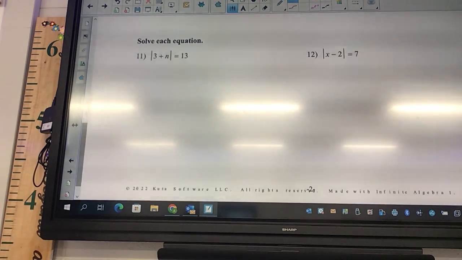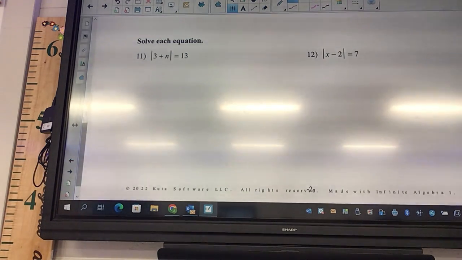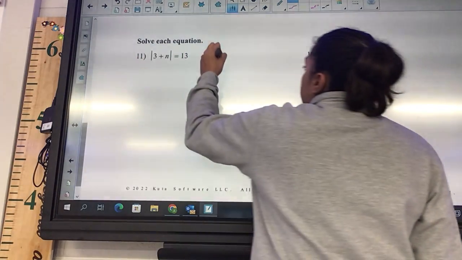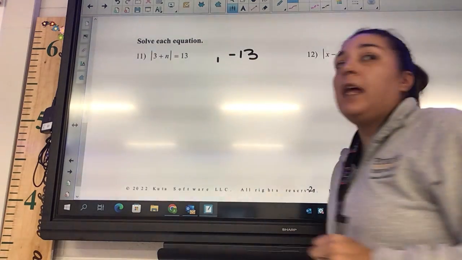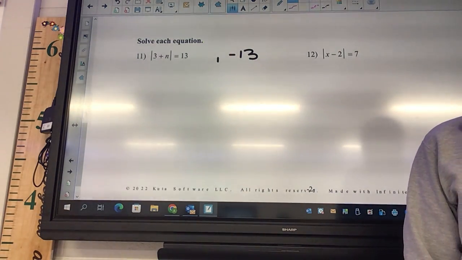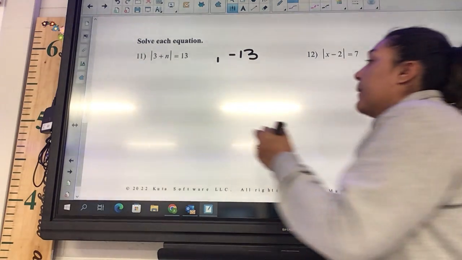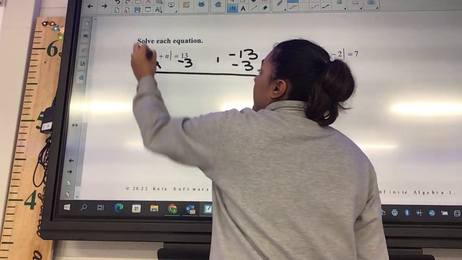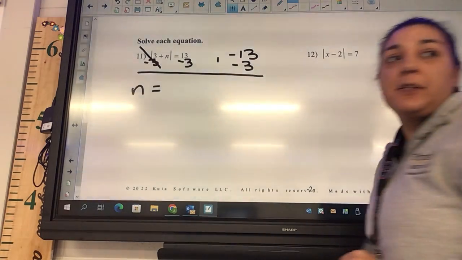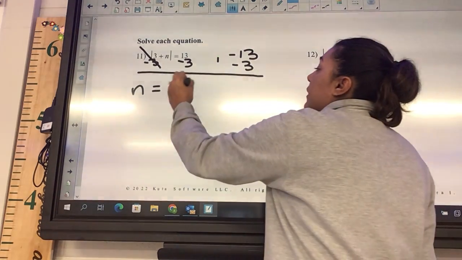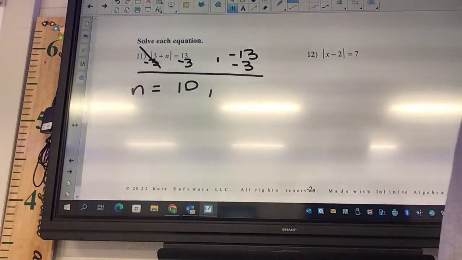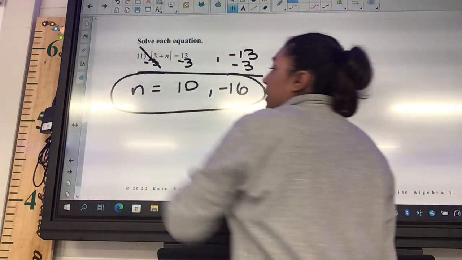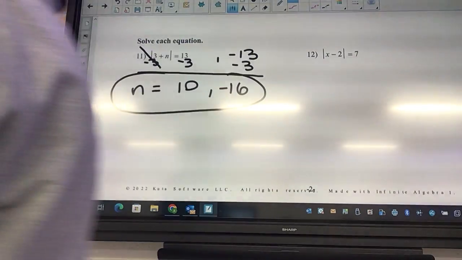Okay, 11. What do those bars mean? Yes, the comma and make it a negative. Okay, you can only do that if there's not stuff on the outside. So we're going to say comma negative 13. Okay, now what? Subtract 3 from both sides. Yeah, so we're going to say minus 3, minus 3, minus 3. Okay, so I got n equals, what is 13 minus 3? 10, comma, negative 13 minus 3. Negative 16. Okay, on all absolute values, how many answers should you get? 2.